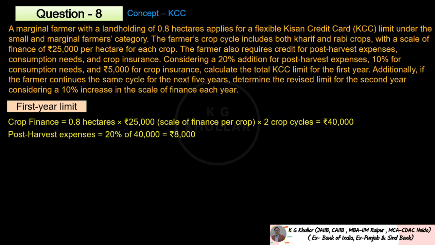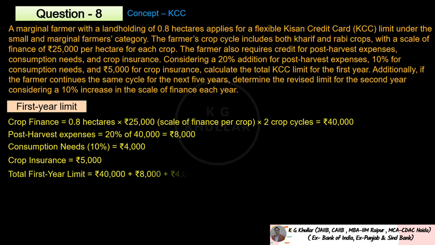Also, there are post-harvest expenses of 20%, which is 20% of 40,000 equals rupees 8,000. Then consumption needs are also 10%, which is 10% of 40,000 equals 4,000. And also there is 5,000, which is fixed for crop insurance. So for first year, the limit will be rupees 40,000 plus 8,000 plus 4,000 plus 5,000 equals rupees 57,000.